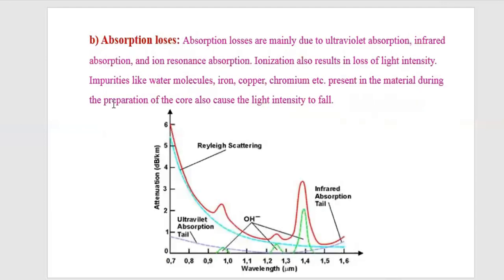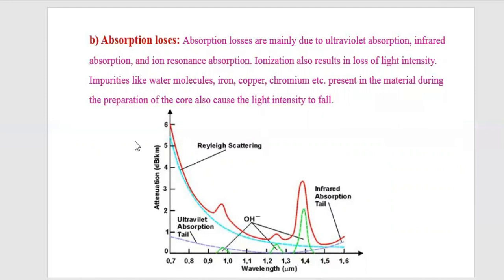Okay, the next loss is absorption loss. Ultraviolet absorption, infrared absorption, and ion resonance absorption are observed. Some molecules or atoms absorb the radiation. So here we have ultraviolet absorption, and OH minus ions absorbing the radiation, and infrared absorption takes place.